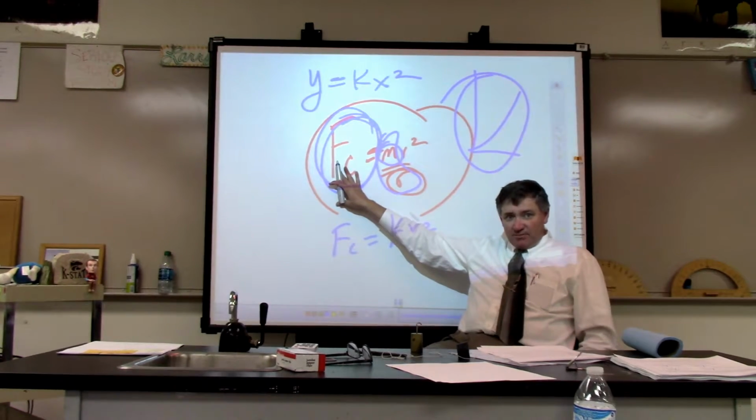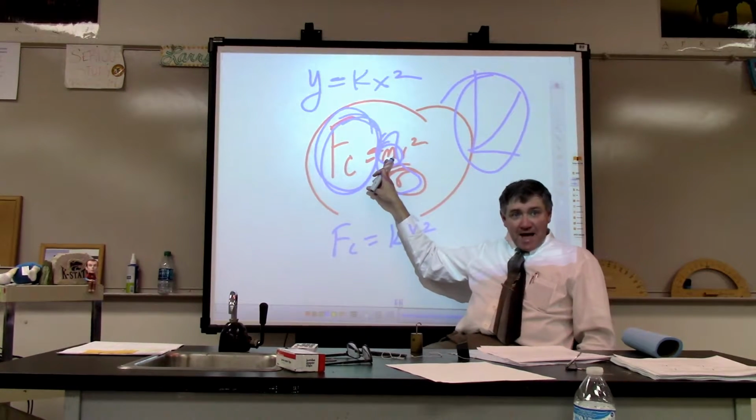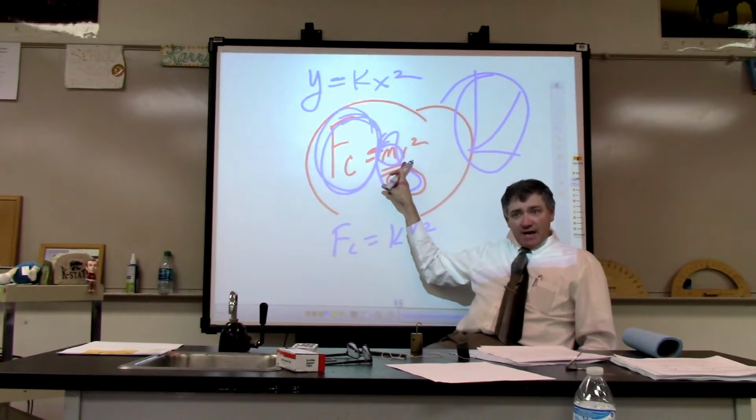Now, let's talk the last trials, 9 through 12. You're going to keep the same centripetal force. You're going to keep the same radius. But you're going to make the mass get bigger. So as the mass gets bigger, what has to happen to the velocity?